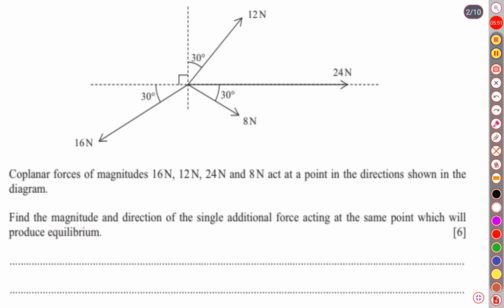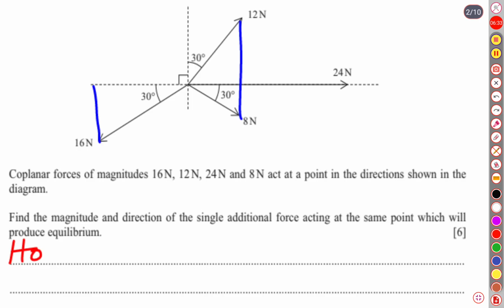So before doing anything, we will just complete the diagram. Let us complete the diagram. So we have completed the diagram. Then as the system is not in equilibrium, we will have to find the resultant forces. So first of all, horizontally we will find the resultant force.